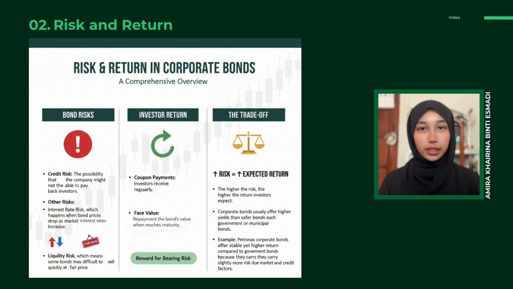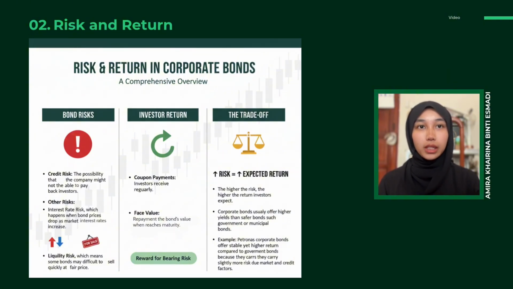Now I will explain the basic concept of risk and return for corporate bonds. In general, the risk of a bond refers to the chance that the company might not be able to pay back the investor. This is called credit risk. There are also other types of risk.